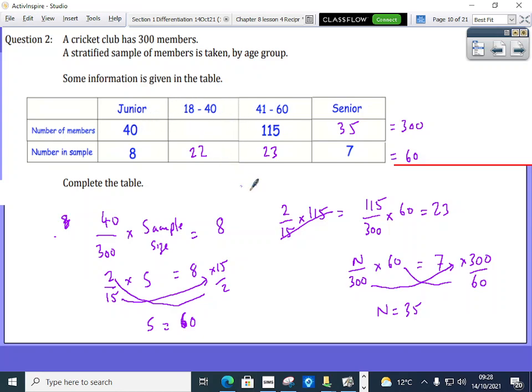Same here. I don't need to do all this complicated stuff. I can just add this up and see what is missing to make 300. So I'm literally going to do 115 add 35. That gives me 150. 150 add 40 is 190. 190 subtracted from 300 is going to give me 110. So that's going to give me a total of 300, and that's going to give me a total of 60. So just be careful. Nice question.